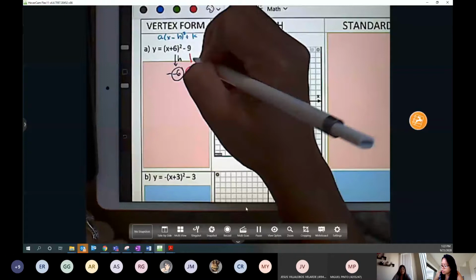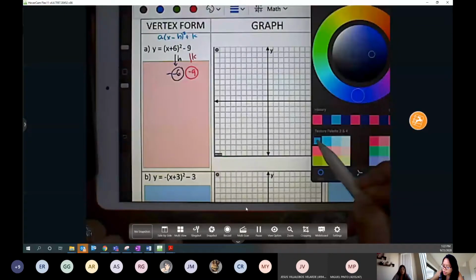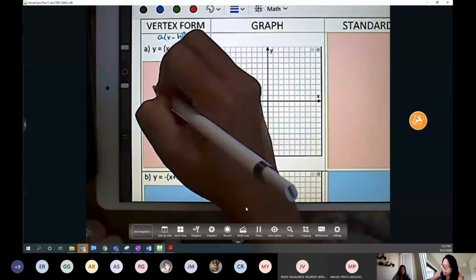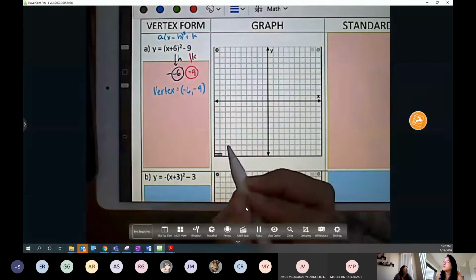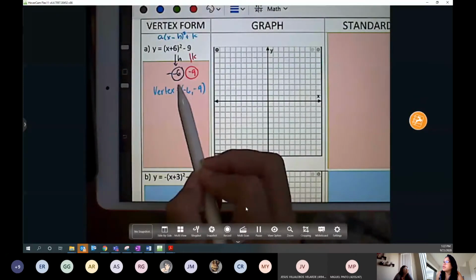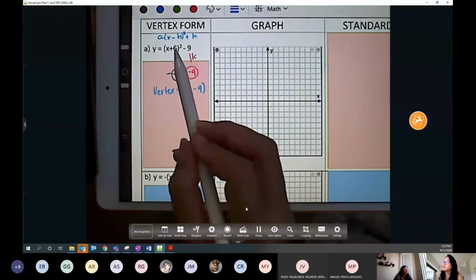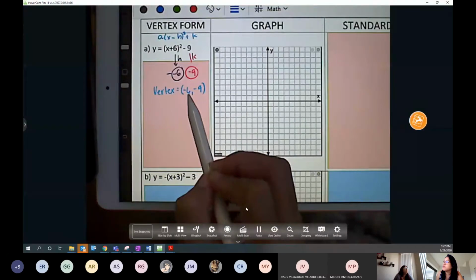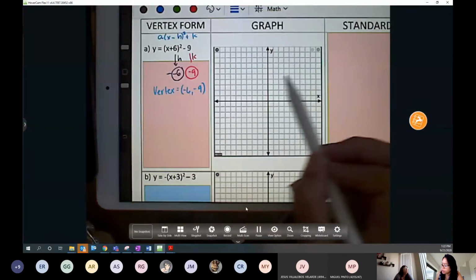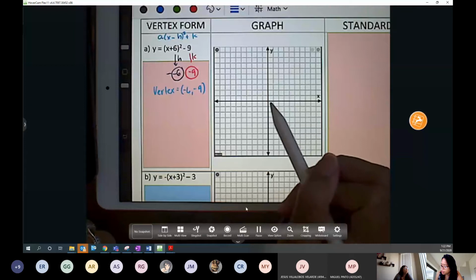All right, so our vertex is at negative 6, comma negative 9. All right, always remember, if this is positive 6, your vertex would be a negative 6. Okay, so we're gonna graph that first.